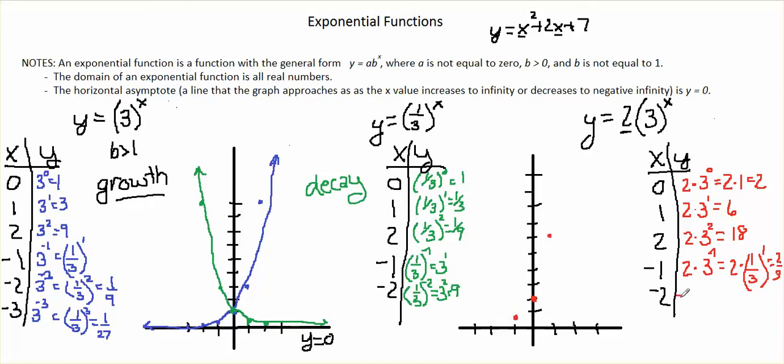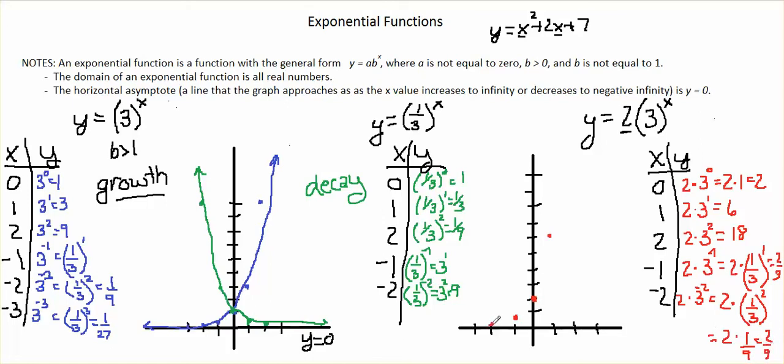And let's go ahead and do -2, which means we have to take the reciprocal of 3 again and raise it to the second power. 1/3 times 1/3 is 1/9, so we have 2 times 1/9, and our end result is 2/9. And here we're at 2/9.